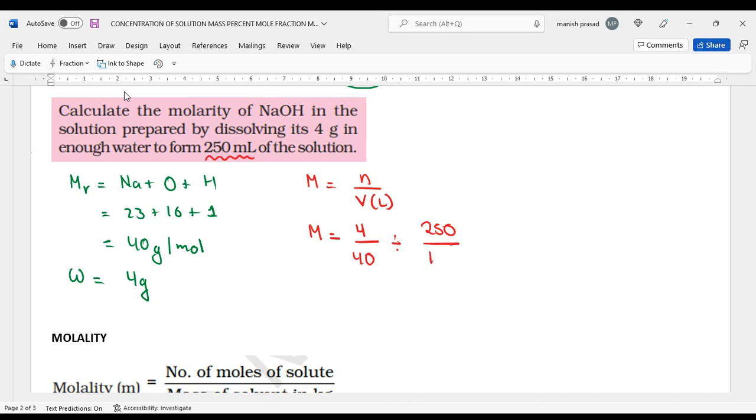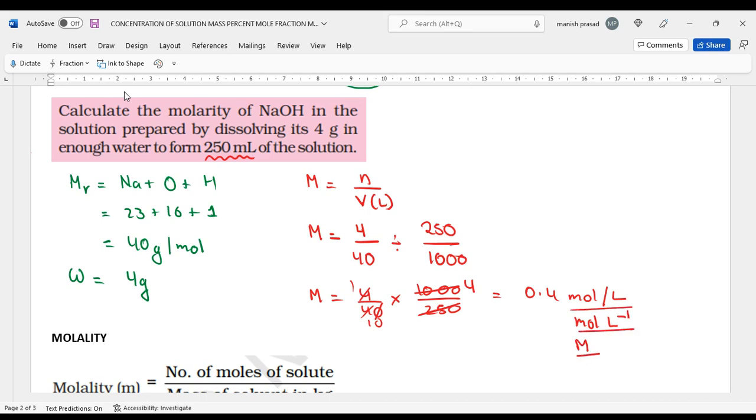Convert ml to liters by dividing by thousand. So molarity is equal to 4 upon 40, multiplied by the reciprocal, 1000 upon 250. Cancelling, 4 comes. Cancelling again, 4 ones are 4, and the other becomes 10. So basically it becomes 4 tens are 40. So it becomes 0.4 moles per liter or mol per liter or just capital M. The unit can be written in any of the forms.